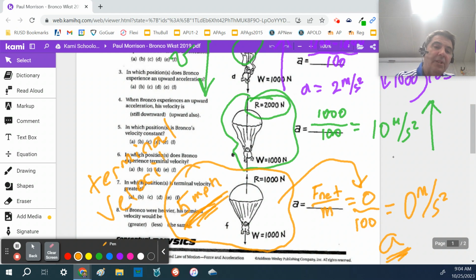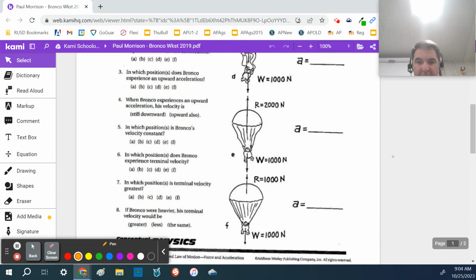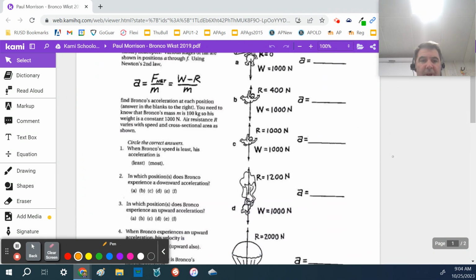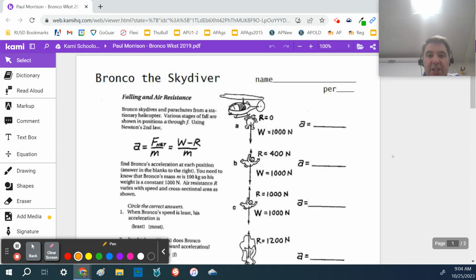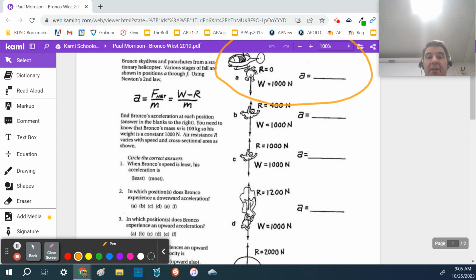Okay, so let's look at the actual answers to the questions here. So I guess I'll go back and clear the whole thing and go back up. The first question says, when Bronco's speed is the least, is his acceleration least or most? When Bronco's speed is the least, that's this part right here. When his speed is the least, his acceleration is actually the greatest because that was 10 meters per second squared. He's going to accelerate a lot because he's got very little resistance. The faster you go, the more resistance you got.